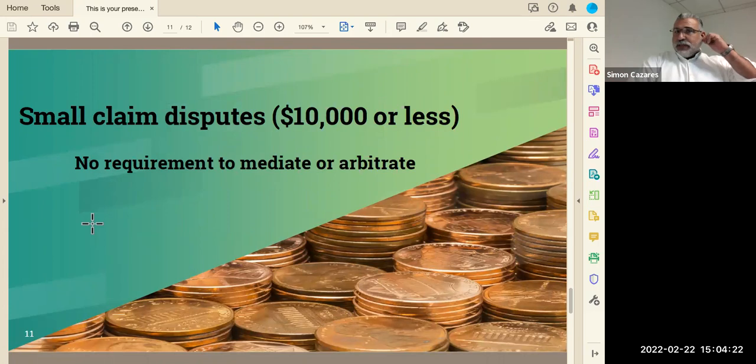Small claim disputes are $10,000 or less. No requirement to mediate or arbitrate. So if it's monetary damages and the buyer and seller come to some type of disagreement, if it's less than $10,000, you don't have to mediate, you don't have to arbitrate. But if it's more than $10,000, then I suggest, get someone involved to mediate, or escalate it into an arbitration.